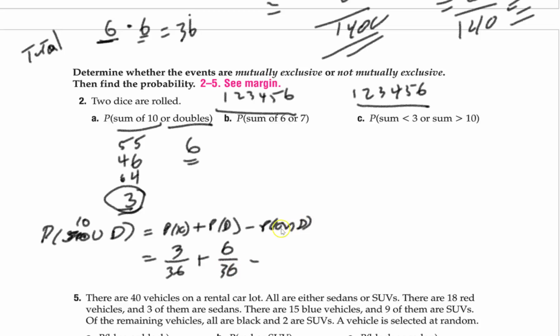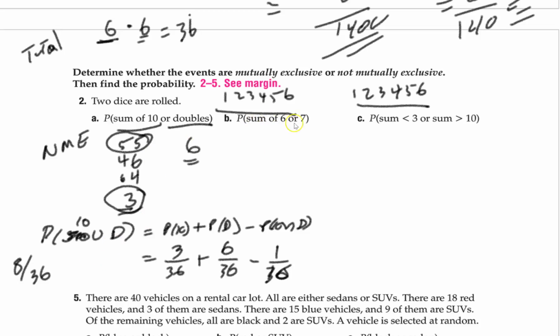Now, do they have anything in common? Let's look at it. The only ways I could get 10 were 5, 5, 4, 6, 6, 4. That's a double, right? So there's one thing in common. And there you go. So they're not mutually exclusive because they have something in common. And the probability would be 3 plus 6 is 9, 9 minus 1 is 8. So you have an 8 out of 36 chance of either getting a sum of 10 or a double.